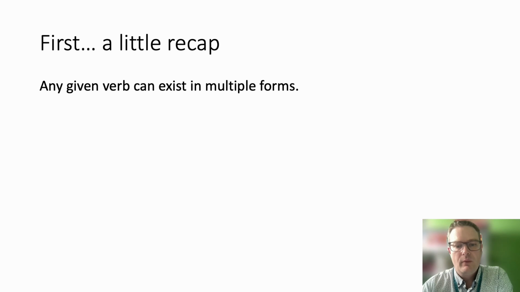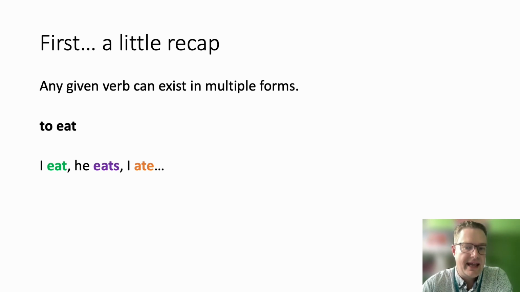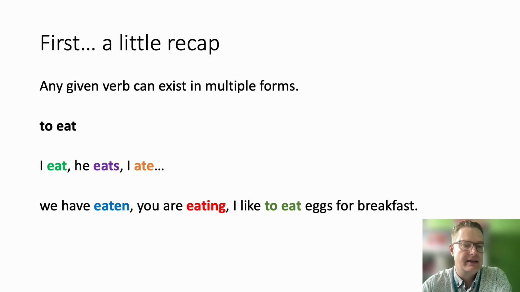Now, the first thing we're going to look at in syntax is actually something that we touched on in lexicology. This is actually not about syntax, but it will make syntax a bit easier to understand, which is that all of your sentences have a verb at the core of them, and any given verb can exist in lots of different forms. You've got a verb like to eat, and then you might have forms like I eat, but then he eats with an S on it, or I ate, talking past tense. Or you might have sentences like we have eaten something already, or you are eating, or I like to eat eggs for breakfast.